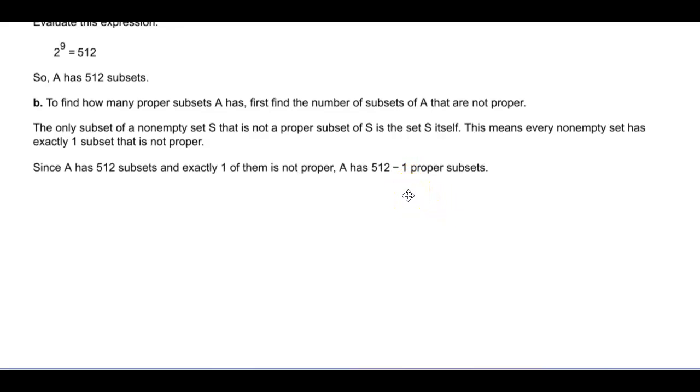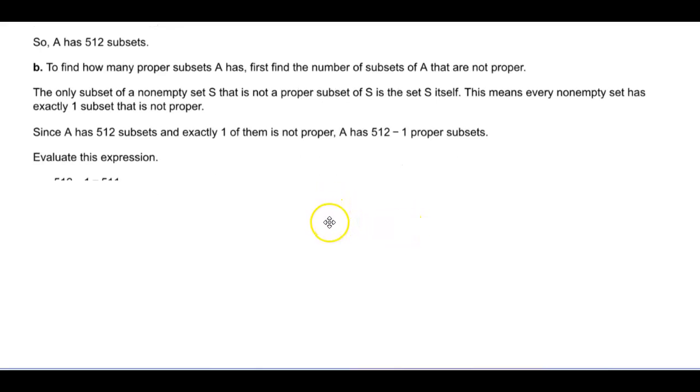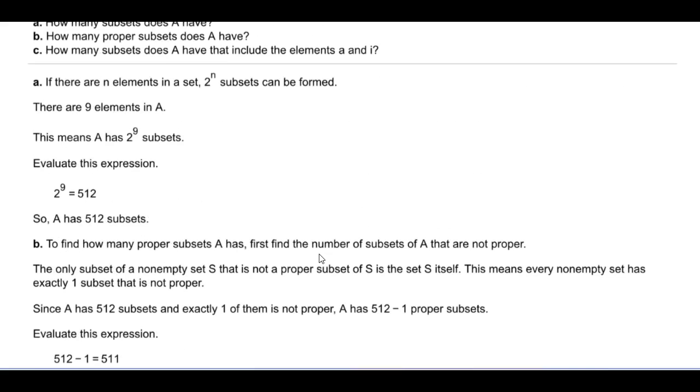Since A has 512 subsets and exactly one of them is not proper, then A would have 512 minus 1 proper subsets. Evaluating this expression, 512 minus 1 gives us 511, and therefore we would say that A has 511 proper subsets. Now let's go back up to the last question.